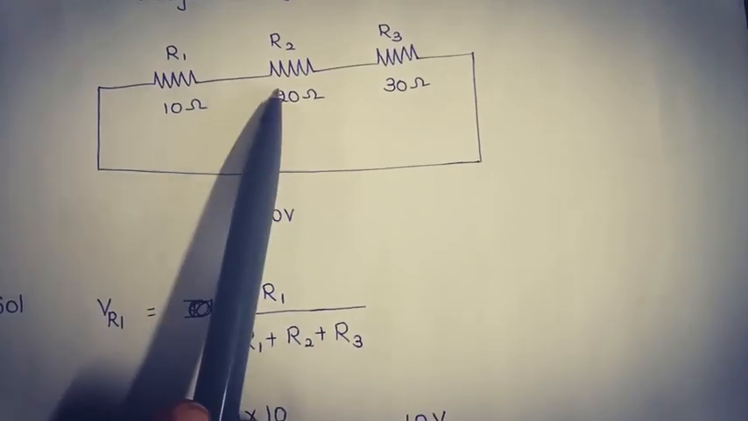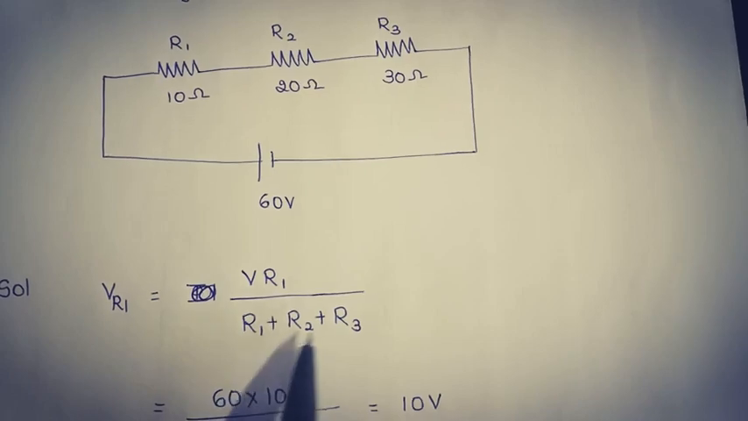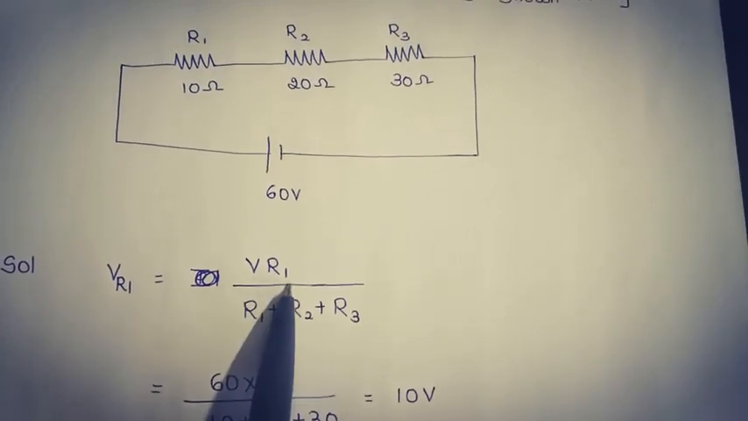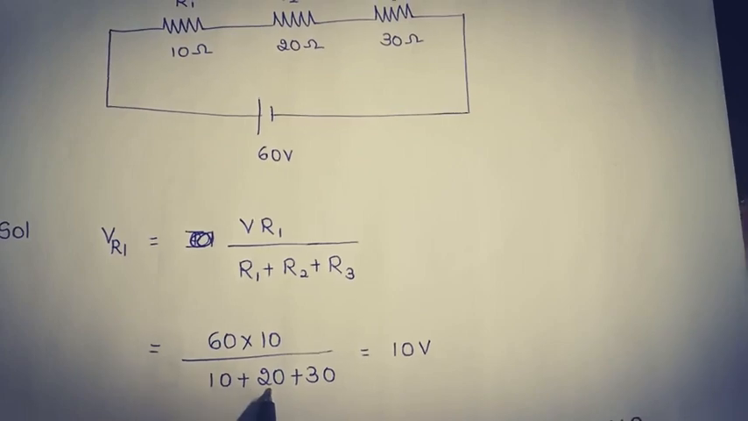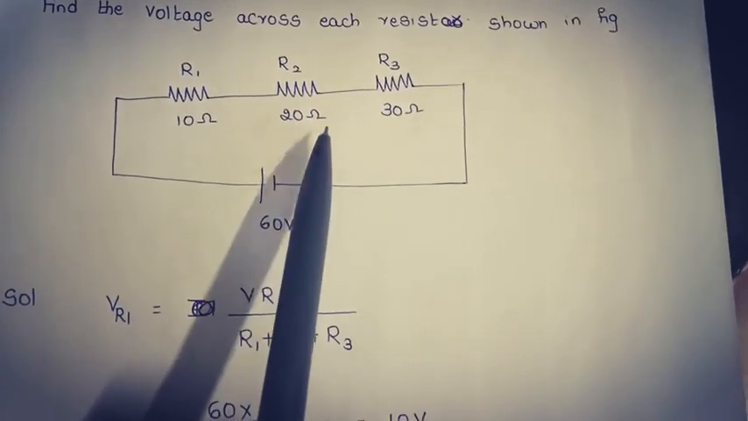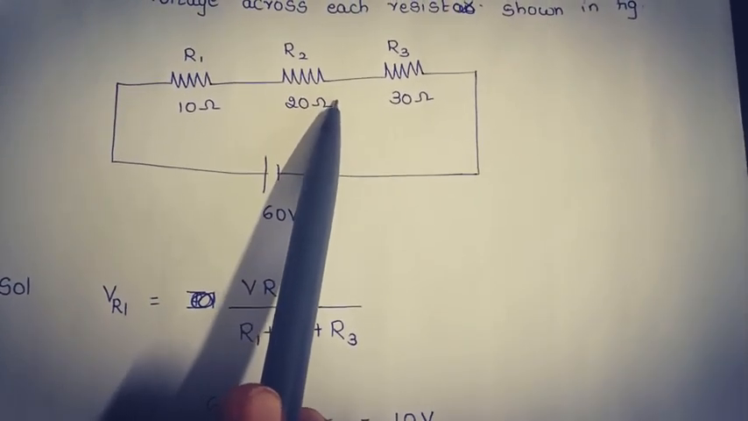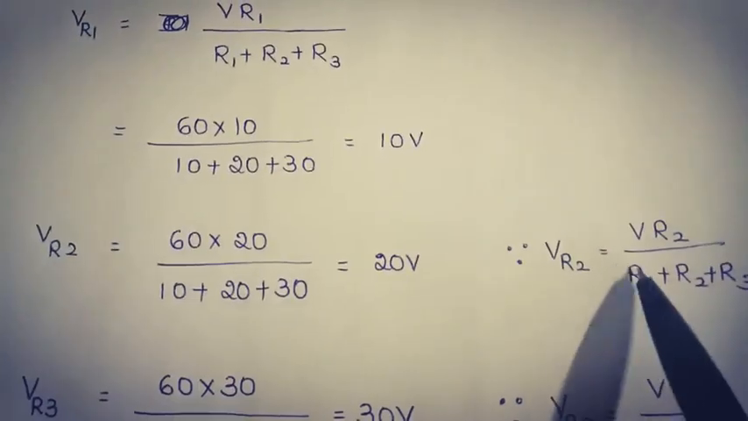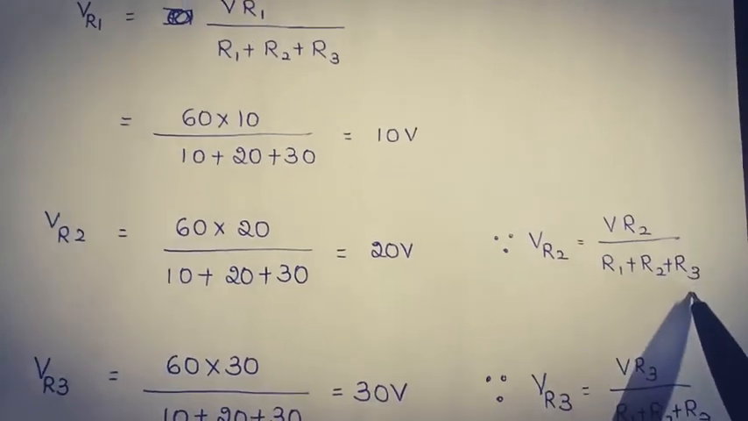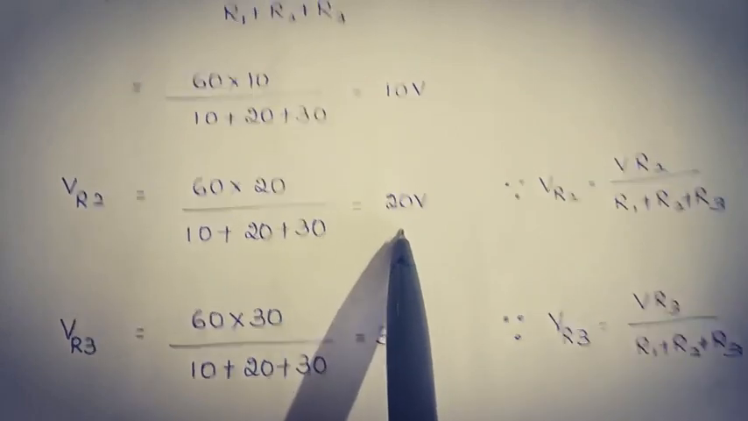The resistors connected in series are R1, R2 and R3. Therefore, total resistance is equal to the sum of resistances, that is R1 plus R2 plus R3. Substituting the values, 60 into the resistance value 10 by total resistance 10 plus 20 plus 30, that is equal to 10 volts. When we want to find the voltage drop across resistor 2, the formula is total voltage V into the resistance value R2 by total resistance. Therefore, VR2 is equal to V into R2 by (R1 plus R2 plus R3), that is 60 into 20 by (10 plus 20 plus 30), which is equal to 20 volts.